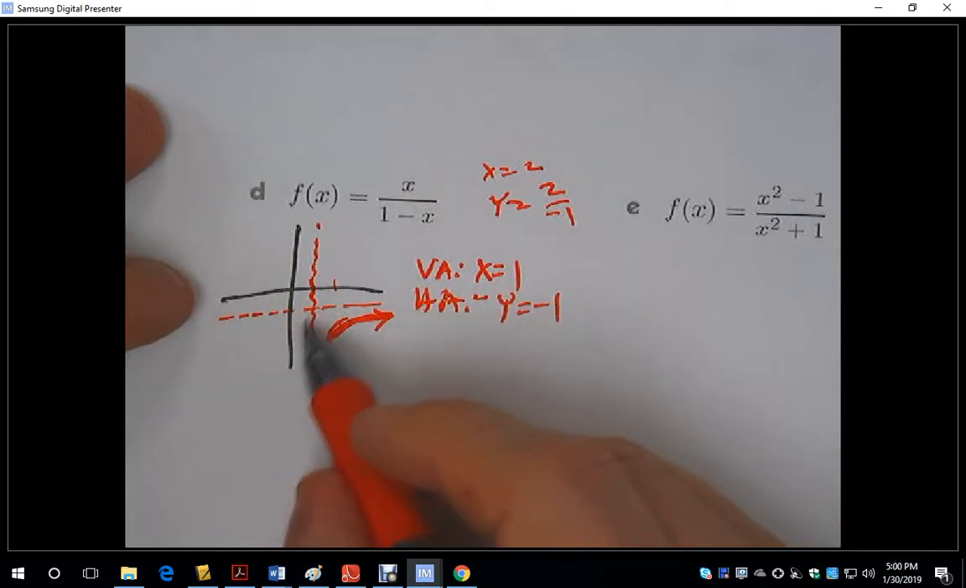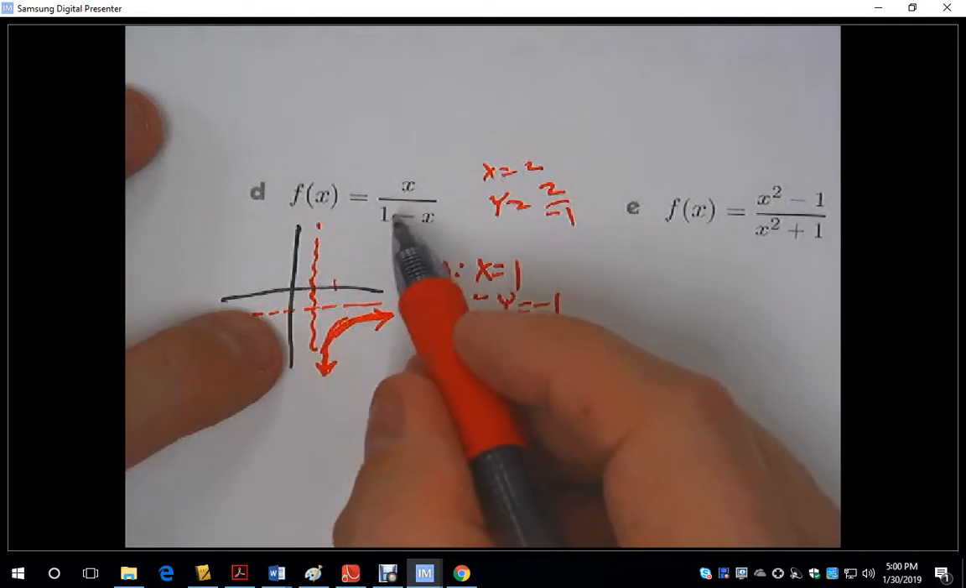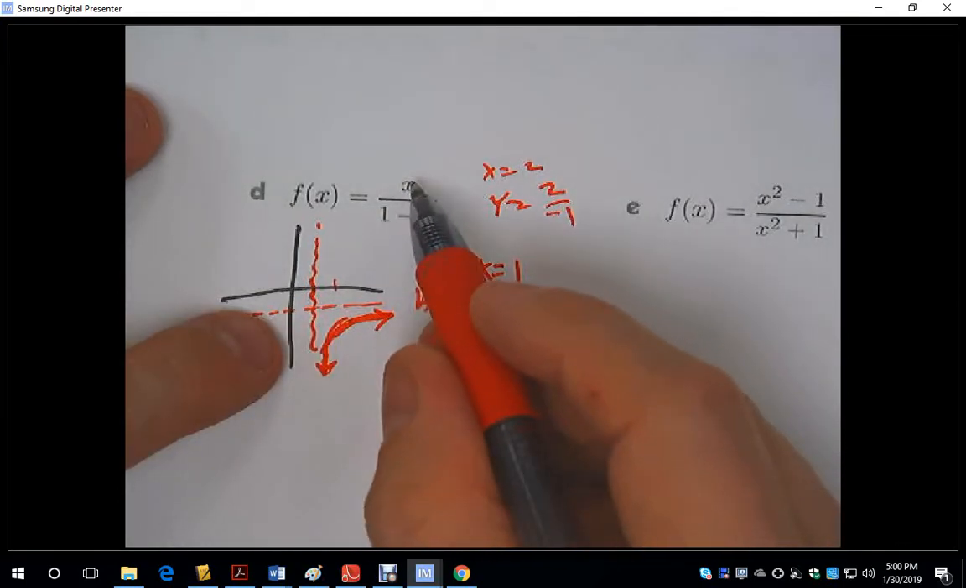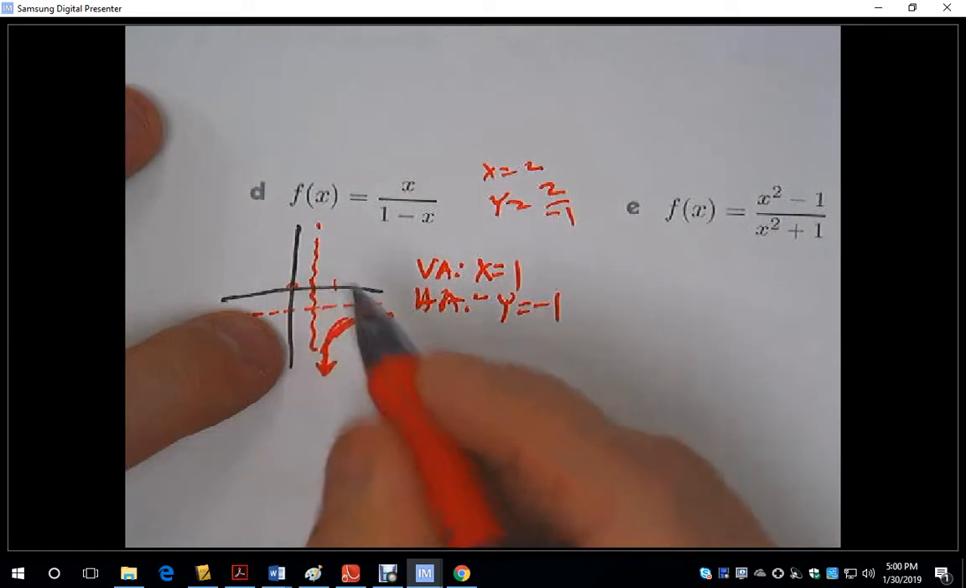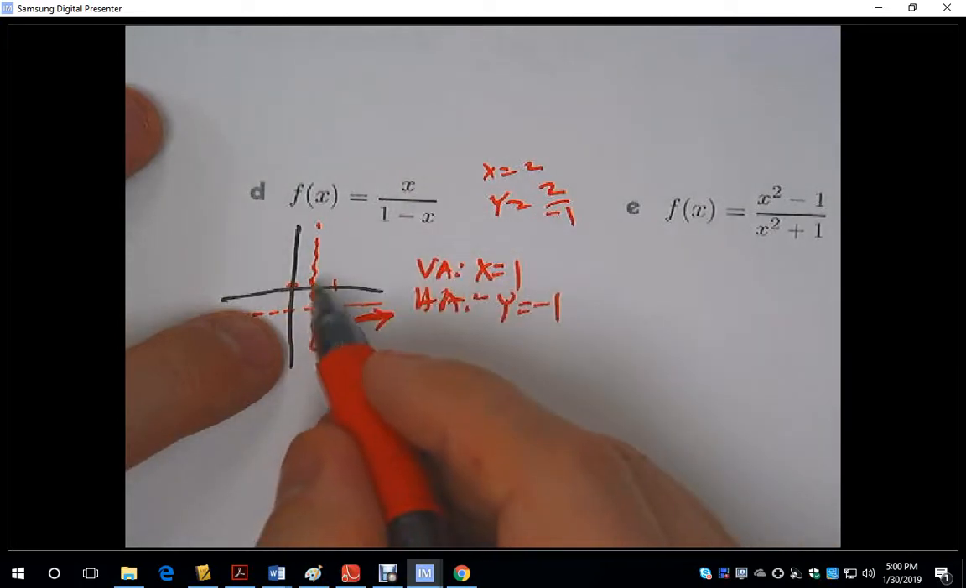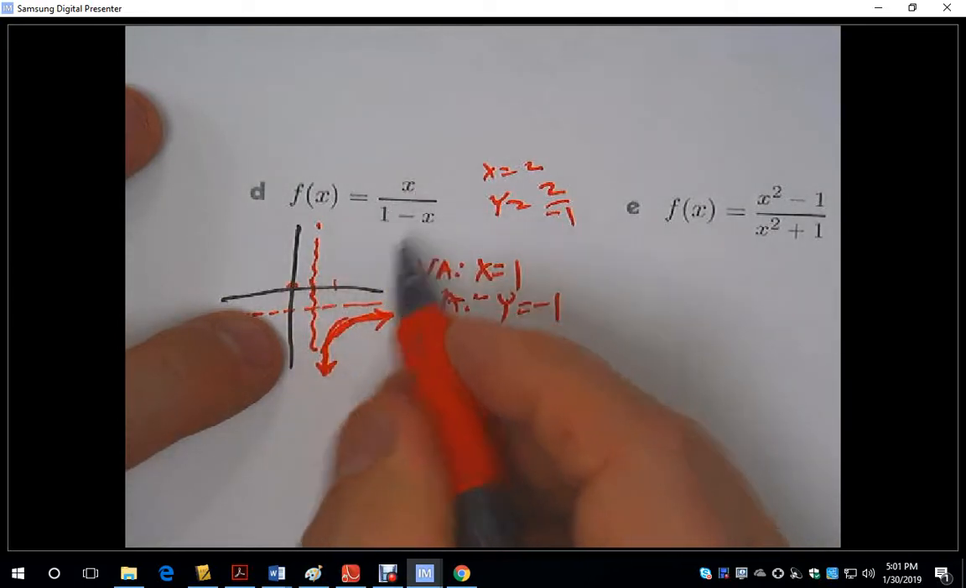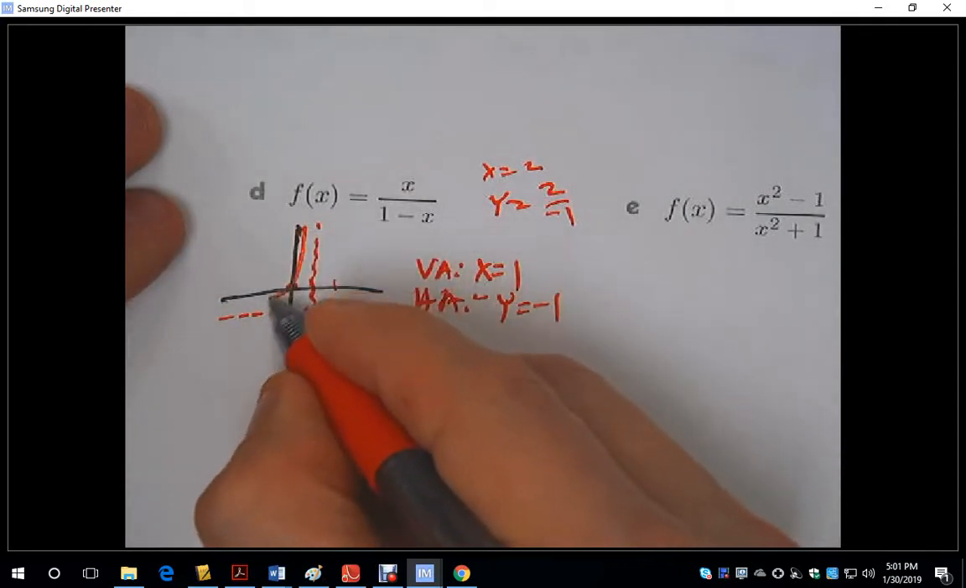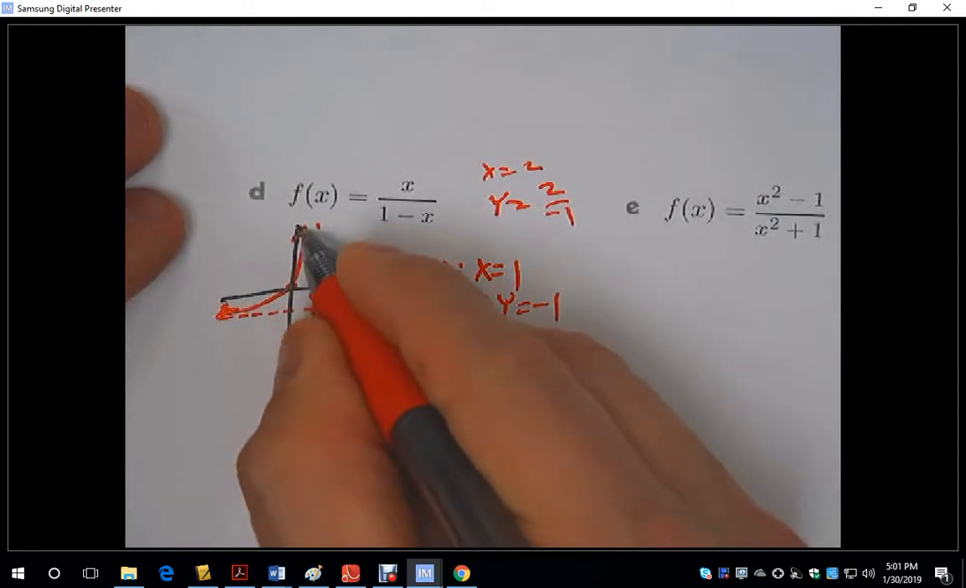And then we'll do the same thing over here. I'm going to try 0. 0 is going to be easy. So I have 0 over 1 minus 0, which is 1. So I have 0 over 1, so I get this point here. So if I plug in 0, I get another 0 back. So I would have another piece of my graph on this side.